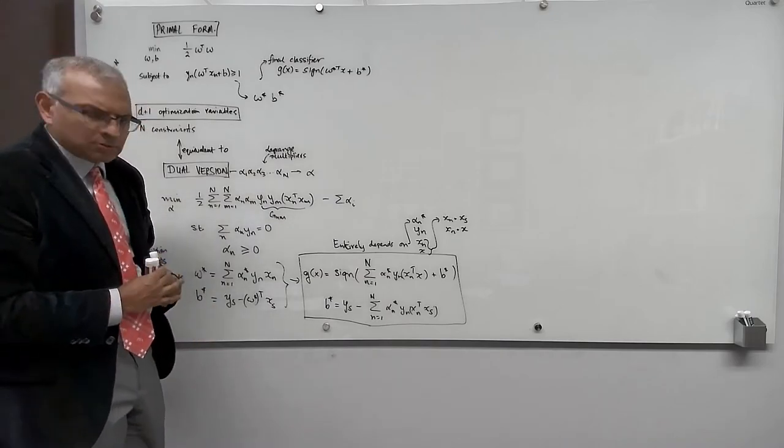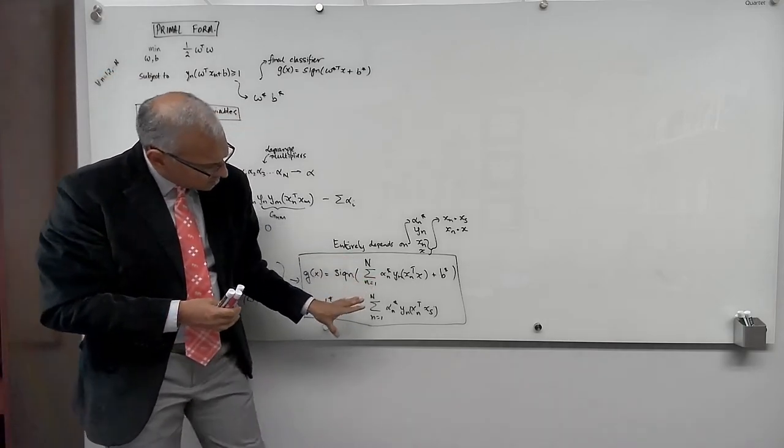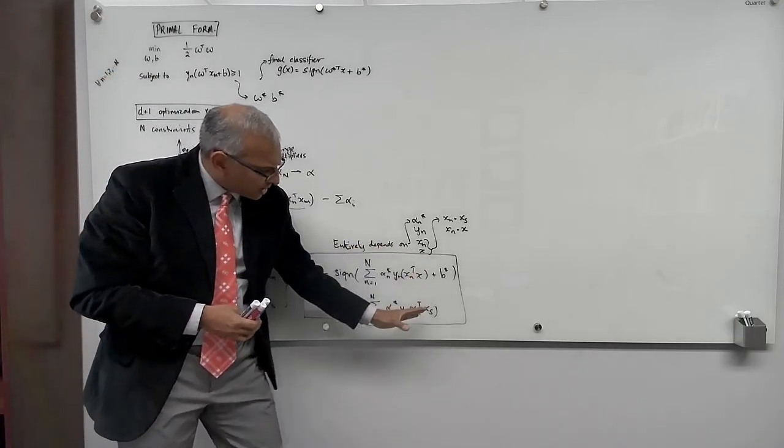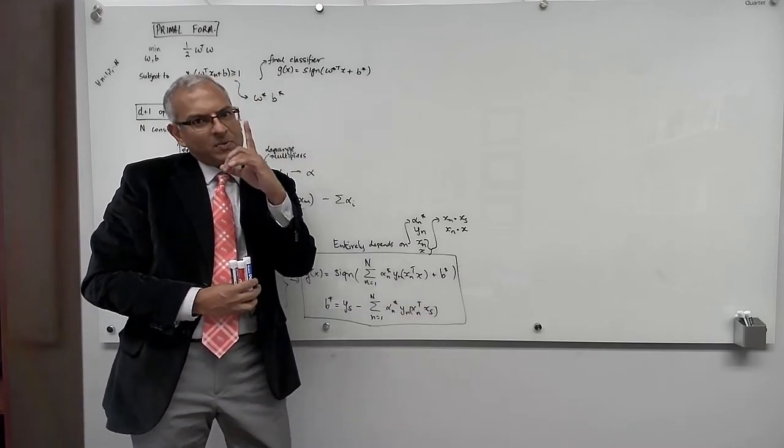Now, let's get back to this main observation that the dependence of this final hypothesis on the data is only through dot products. And then I'll make one more observation.